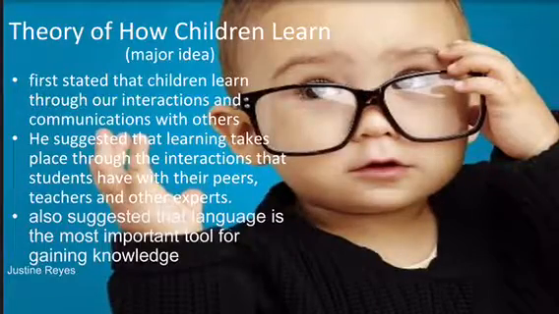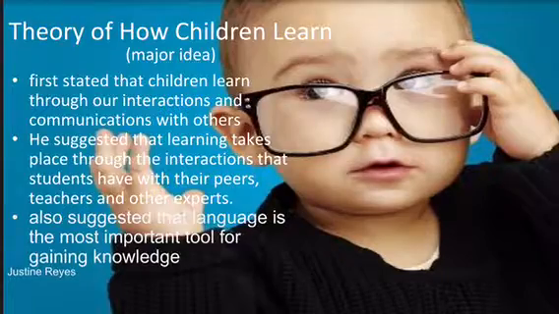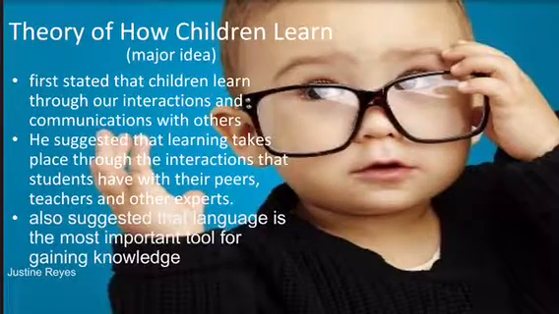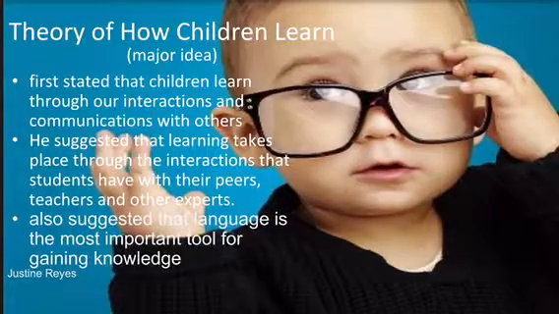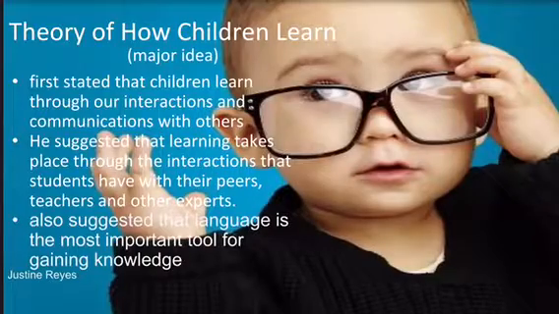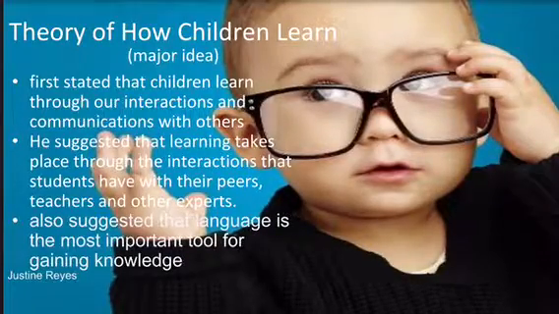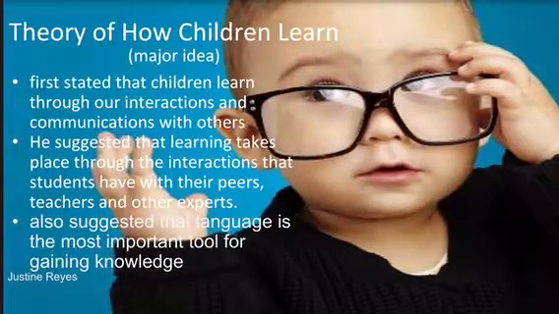So, the continuation of the main ideas: this is a theory of how children learn. It is first stated that children learn through our interactions and communications with others. He suggested that learning takes place through the interactions that students have with their peers, teachers, and other experts. He also suggested that language is the most important tool for gaining knowledge.